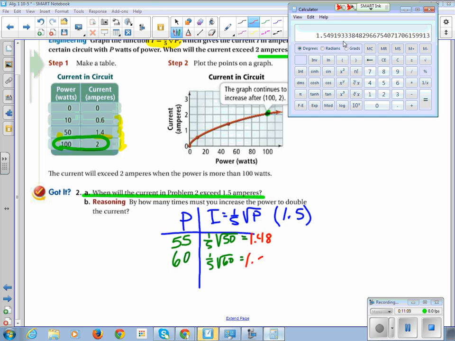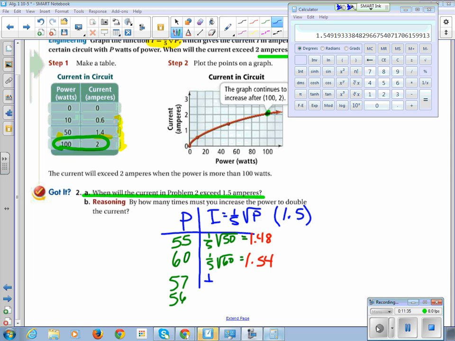So based on these numbers, what should our next value be that we should try? We're aiming for 1.5. 55 gave us 1.48, 60 gave us 1.54. What should we try? We're aiming for 1.5. All right, so let's try 57, and just in case 57 doesn't work out, let's try 56.